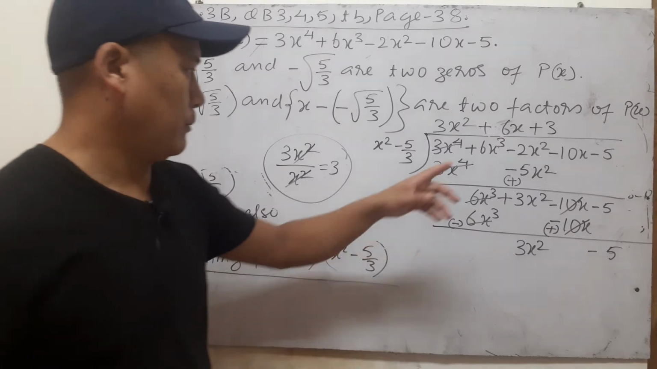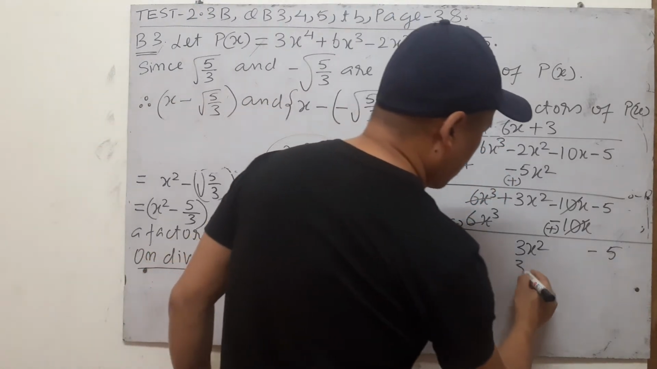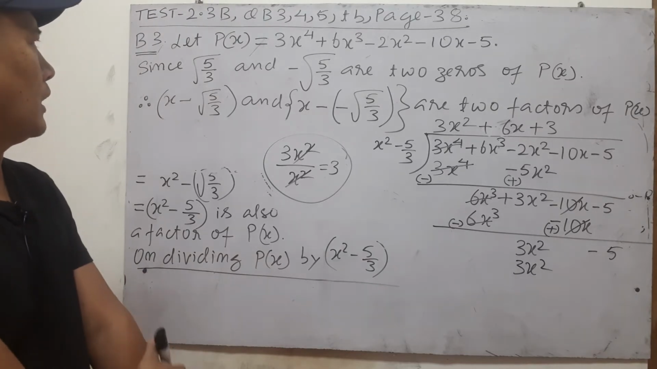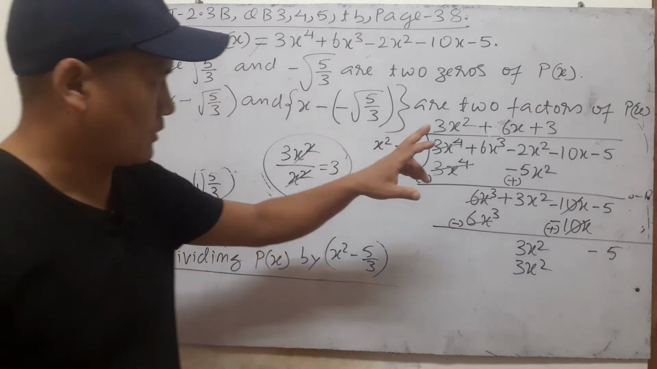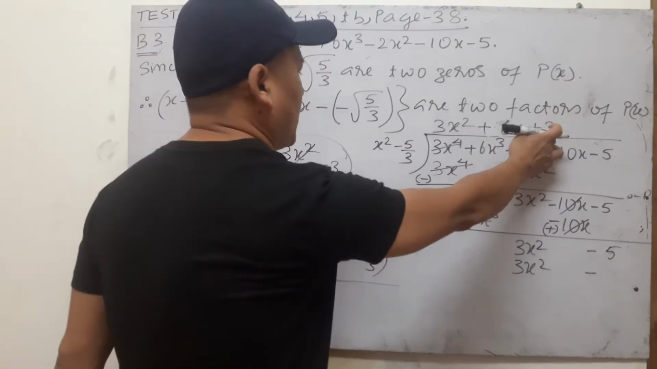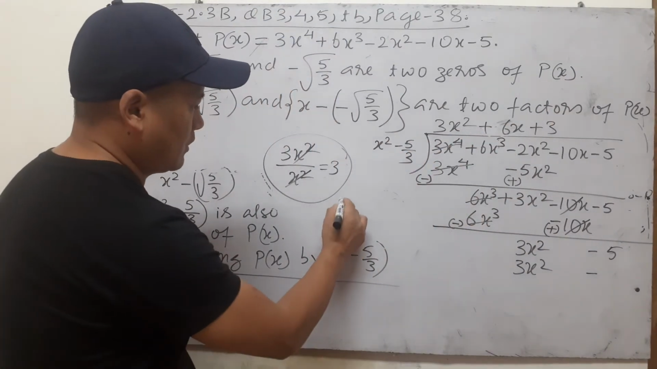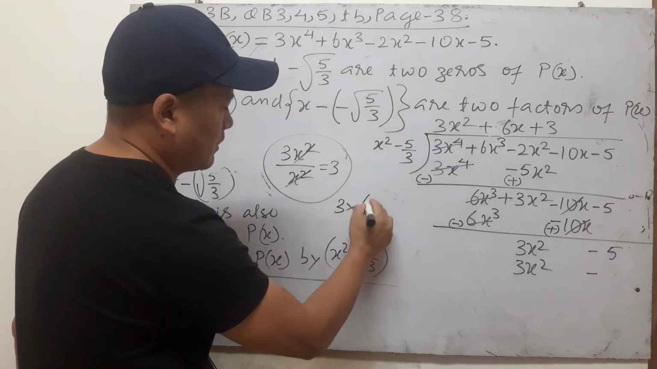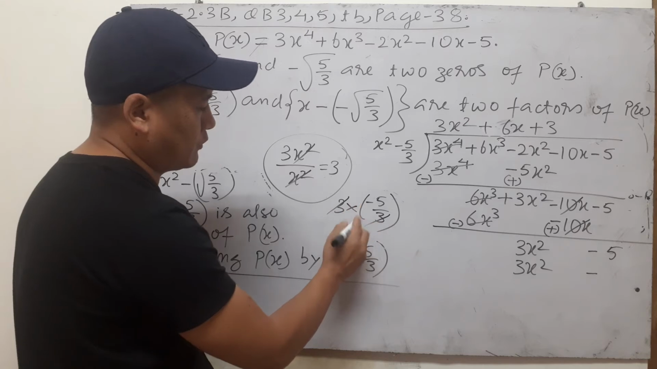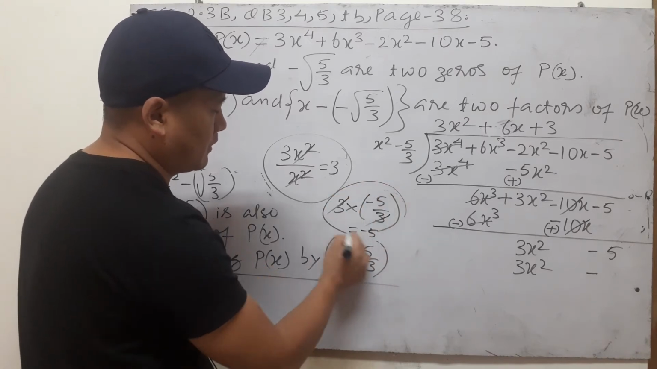So when we multiply 3 into x squared, it is 3x squared. Okay, 3x squared. And then plus and minus is minus. Then multiply this to this next. So this 3 will multiply this minus 5 by 3. Up and down cancel, we're left with minus 5. Write this on your graph.